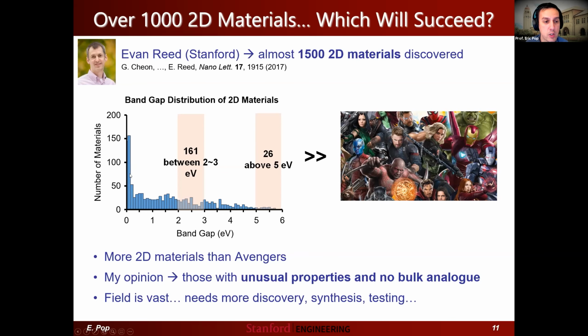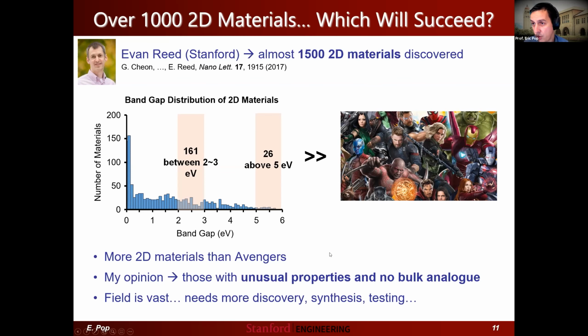So for instance, you can see there's over 150 of them that have zero band gap like graphene. There's about 160 that have band gaps like MoS2, and about 26 that have very large band gaps like boron nitride. And the joke that I made out of his findings is that there are more 2D materials than there are Avengers. And there's a lot of Avengers. I lost track of how many Avengers there are in the Avengers universe.